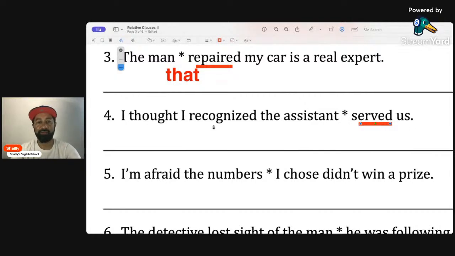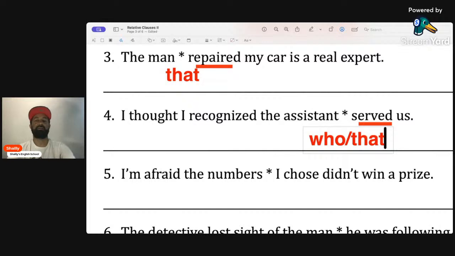that phrase. So here, again, I thought I recognized the assistant. If you wanted, it's fine to put who. That's okay. Again, but I like that. But you must use the relative pronoun. You must use it.